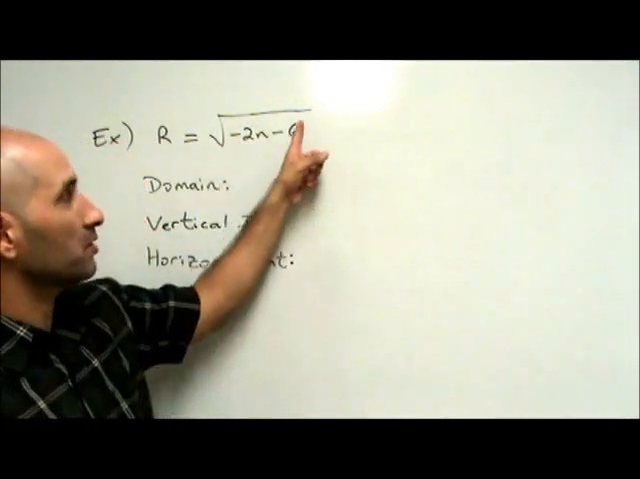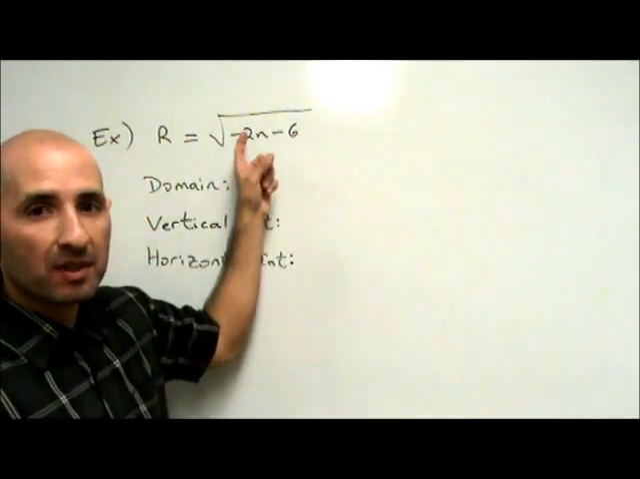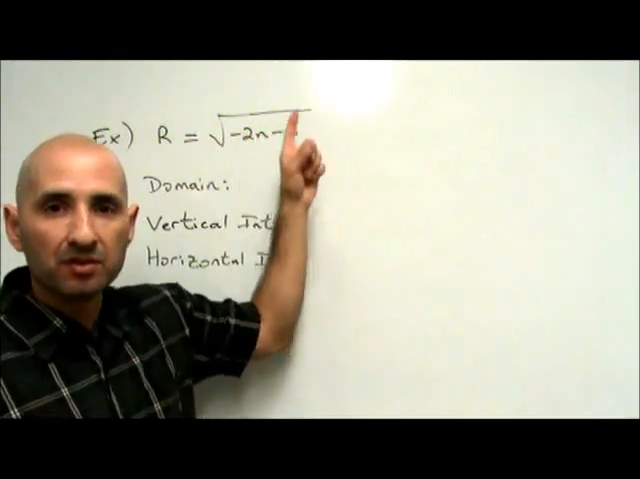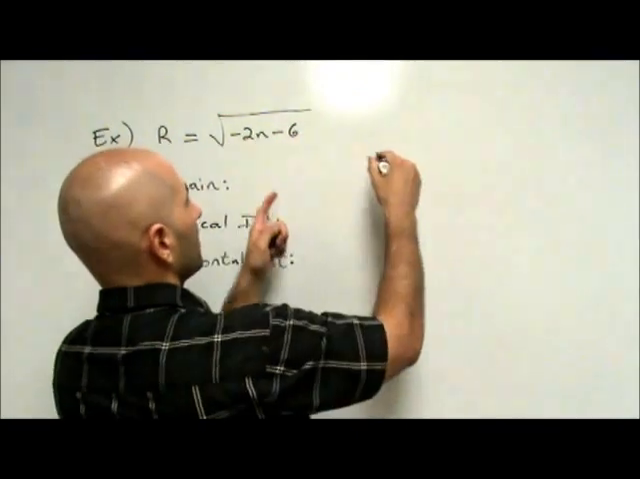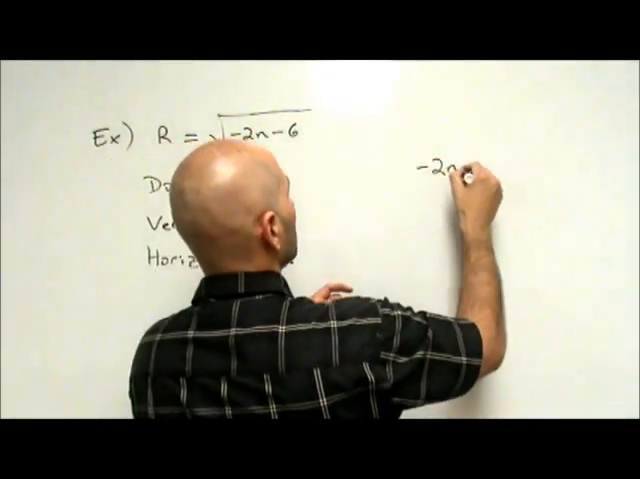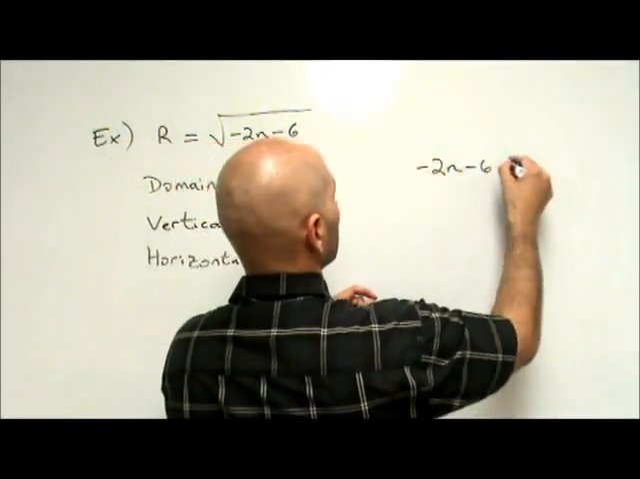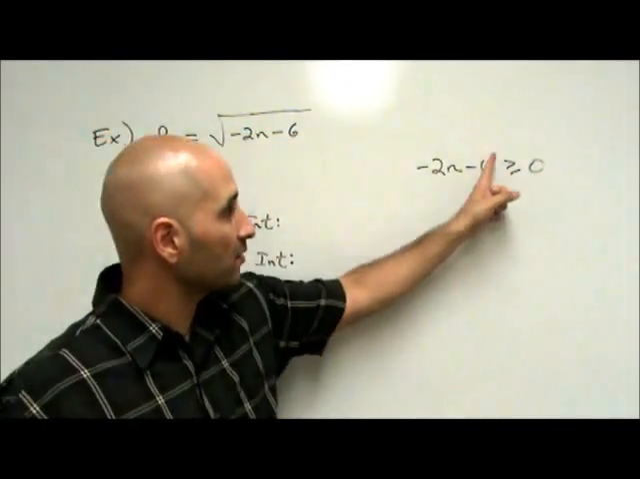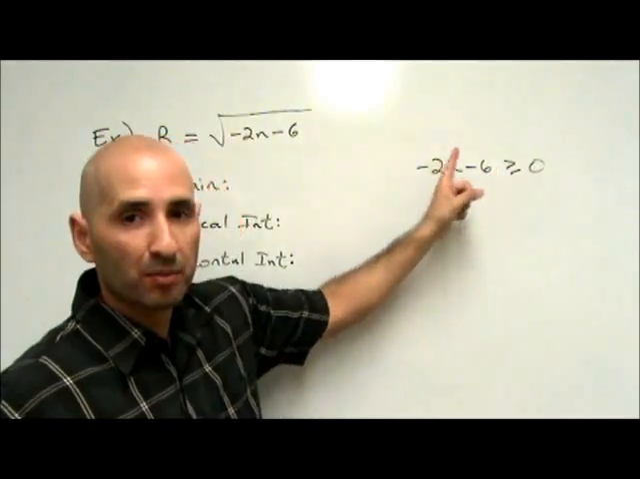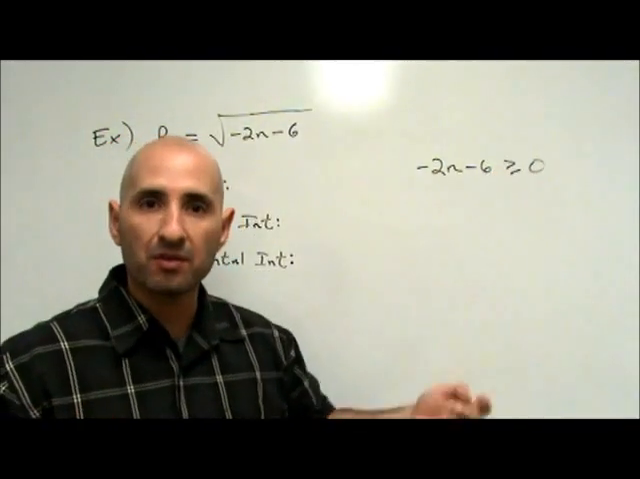The idea here is we're concerned with only the values that make the expression underneath the square root 0 or positive. So we can set up this inequality, 2n minus 6 is greater than or equal to 0, to help us find the domain. It's the n values that make this expression bigger than or equal to 0 that are our domain.